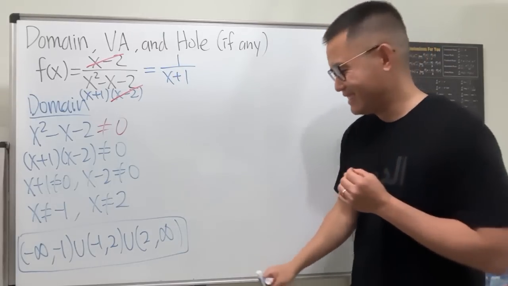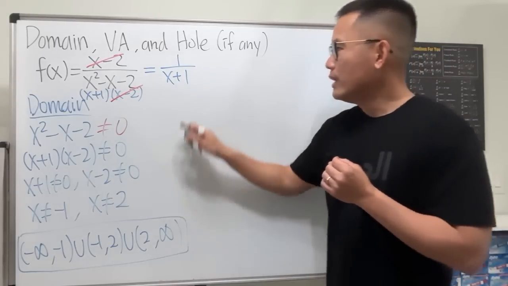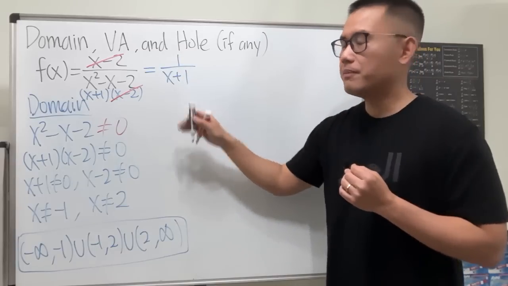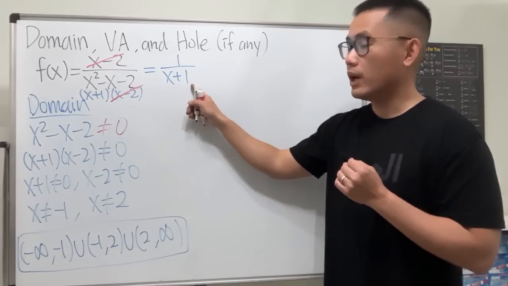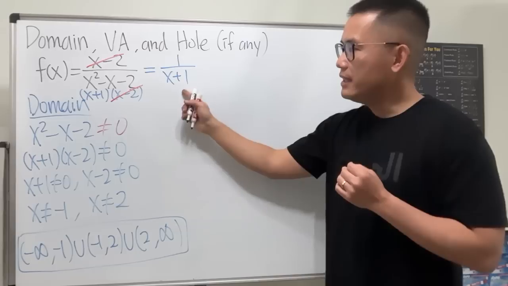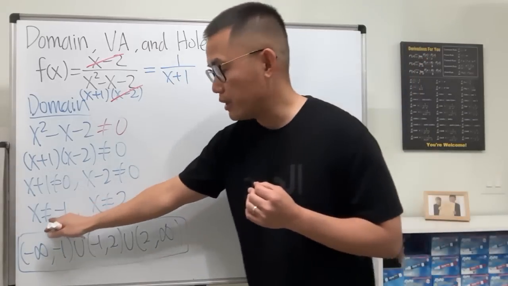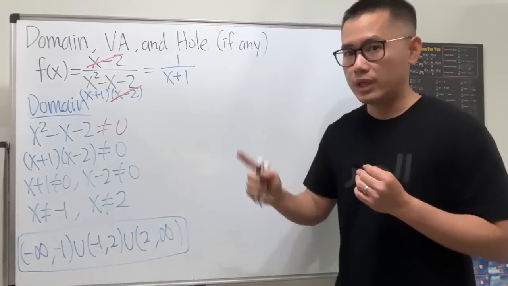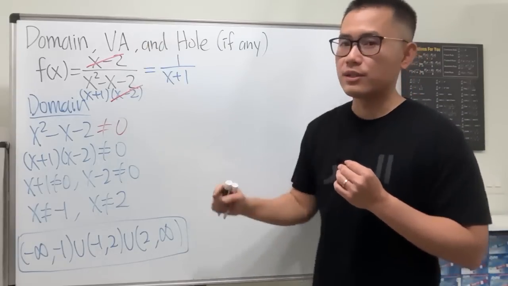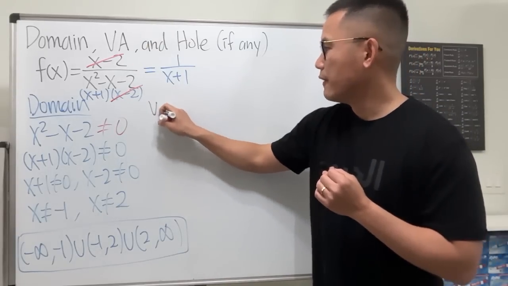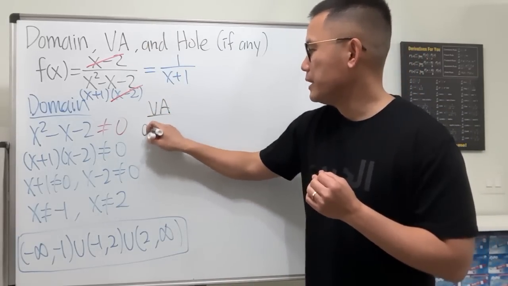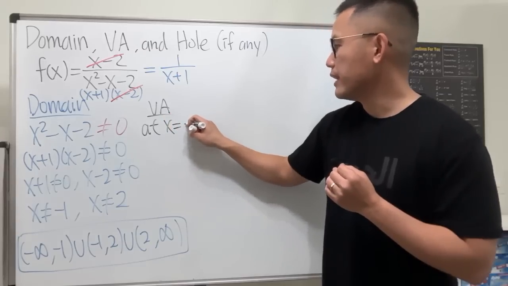Once you see the reduced version, notice we still have the x plus 1 on the bottom. If you make it not equal to 0, you say x is not equal to negative 1. That will give you the vertical asymptote. So I'm going to write this down right here. VA, it's going to be at x equals negative 1.